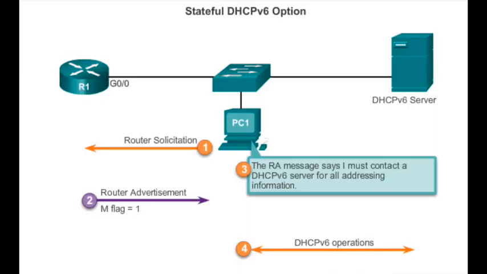Finally, we have the stateful DHCPv6. This option is the most similar to DHCPv4. In this case, the RA message informs the client that it doesn't have to use the information in the RA message. All the addressing information and configuration information must be provided by a DHCPv6 server. The DHCPv6 server maintains the network and contains the tables and the information of all the devices in the network.